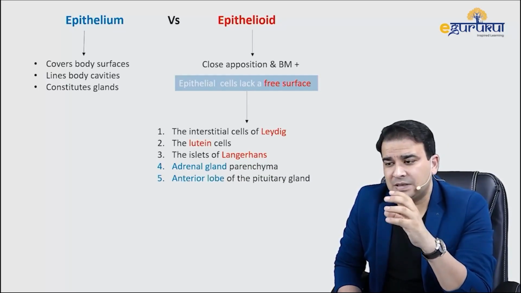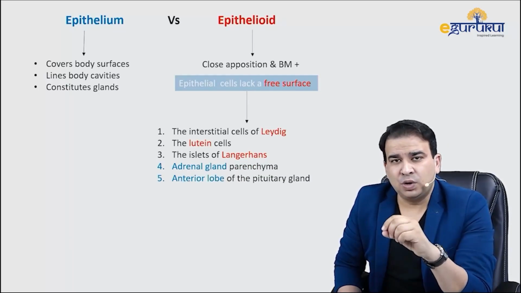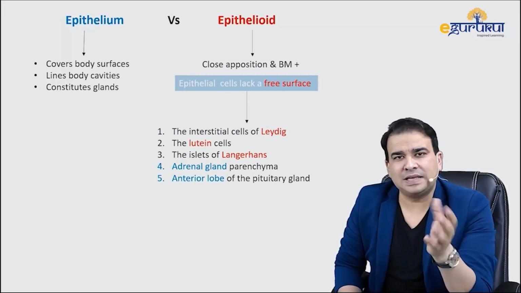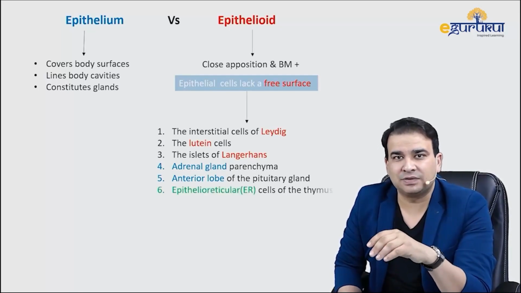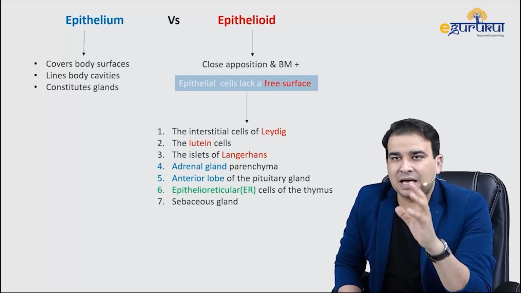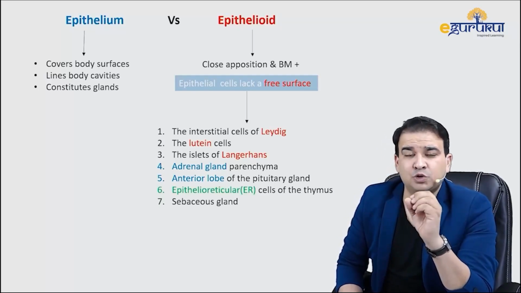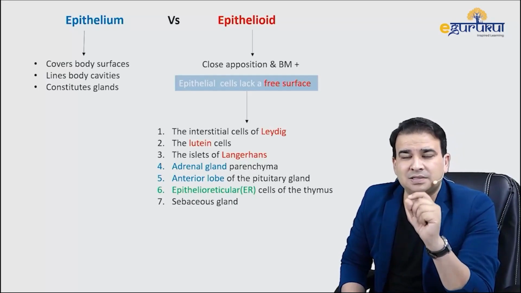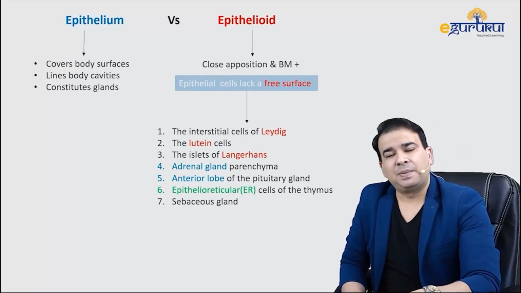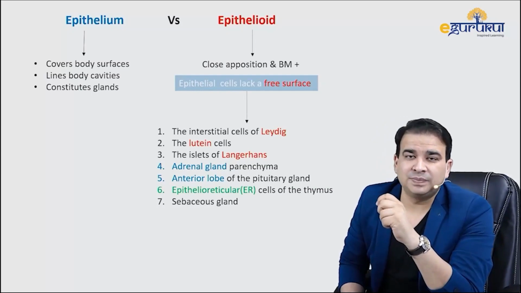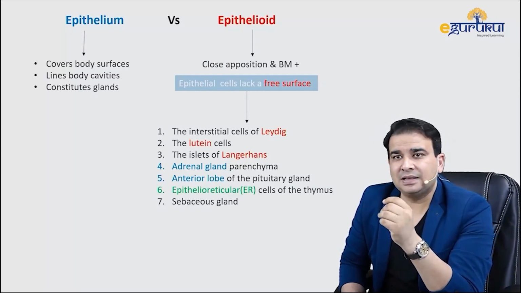Along with that, even the sebaceous gland, also the reticuloepithelial, or epithelio-reticular cells of the thymus, or you can say the ER cells of the thymus. So these are the examples. These are very, very important examples, and you should remember all of them. The interstitial cells of Leydig, lutein cells, Langerhans, adrenal gland parenchyma, the anterior lobe of the pituitary, the ER cells of the thymus, and the sebaceous gland.